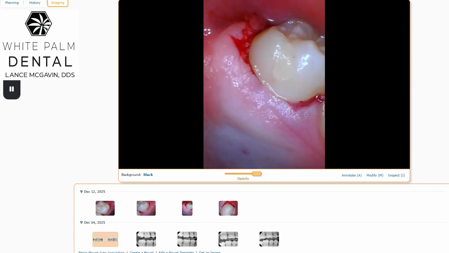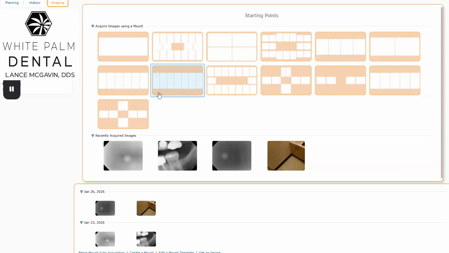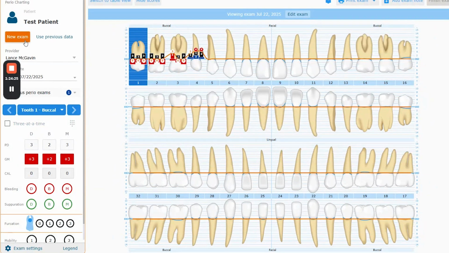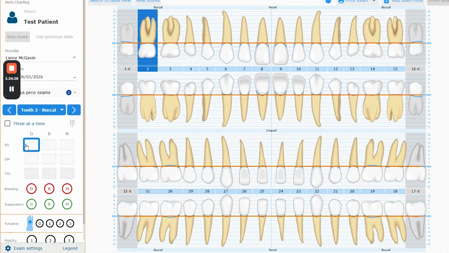Okay, so let's go to a test patient. I'm going to show you a couple things with charting in Curve. I'm going to do a new exam. So again, over here on our probing depths, this is where we're going to do our 3, 2, 3. See, the orange line represents the clinical attachment level. If we just do probing depths, it's saying our clinical attachment level now is 3 millimeters below the CEJ, and we know that's not the case. But we have to get all the data put in before it can fully calculate everything.